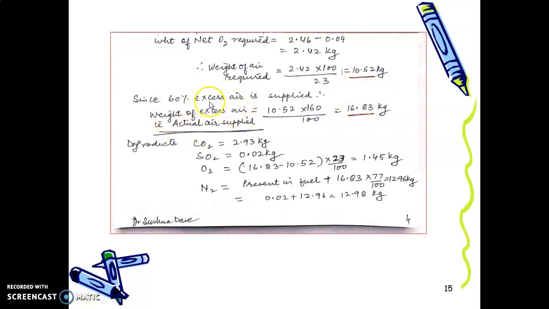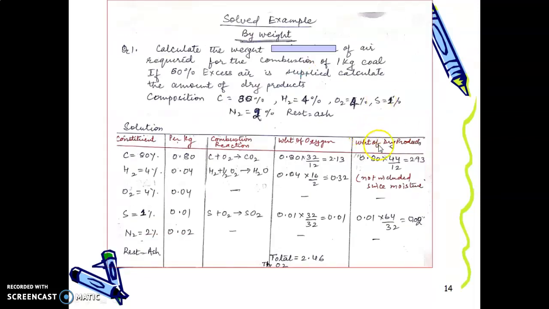Now the actual air supplied is this and the actual air required was this. Now we want to calculate the weight of dry products released as exhaust. We will look to the right-hand side of the arrow because we are talking about products. So carbon plus oxygen is giving carbon dioxide. Now 12 grams of carbon releases 44 grams of carbon dioxide. So 0.80 will release 0.80 into 44 by 12, that means 2.93 kgs.